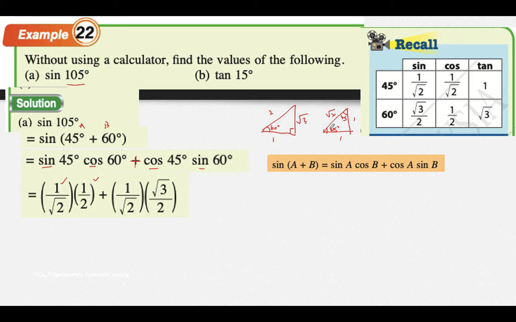Cos 45, 1 over square root 2. Sine 60 will be opposite over hypotenuse. Okay, so square root 3 over 2. I hope this triangle helps you understand more.